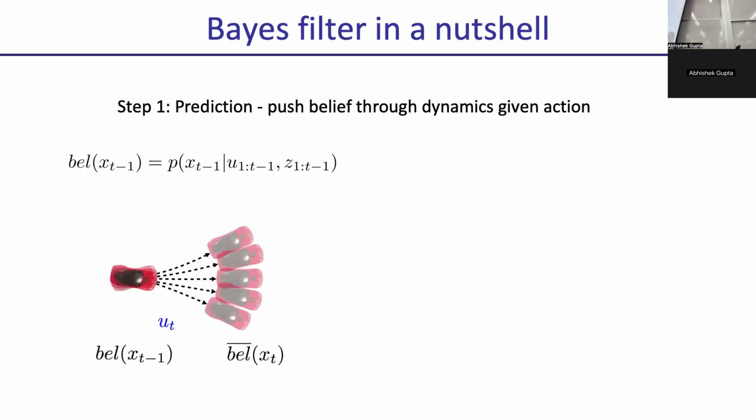Okay, so the first thing we're going to do is say, this is my belief of where I was. And given my action u_t, this is going to be my belief of where I might be in the future, right? And so I'm going to introduce this notion of a belief bar, right?